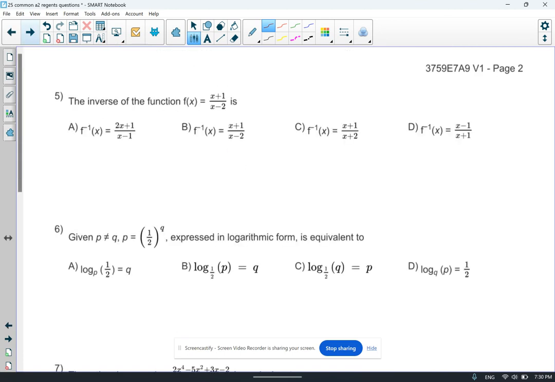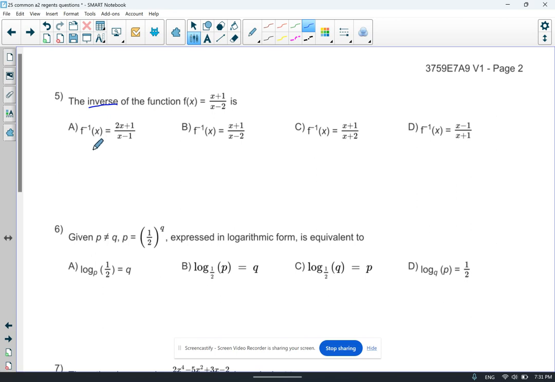I want to do number 5. We haven't done this one in quite some time. And just in case, it's been on a couple of regions, not the past 2 years, but that doesn't mean it's not going to be on yours. So we want to make sure. We've done inverses before, but this is a little trickier.